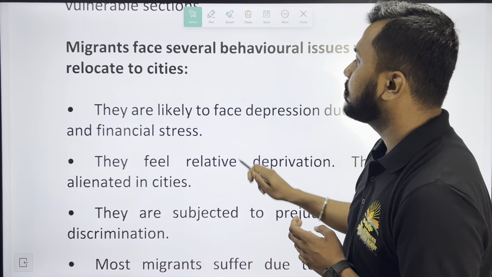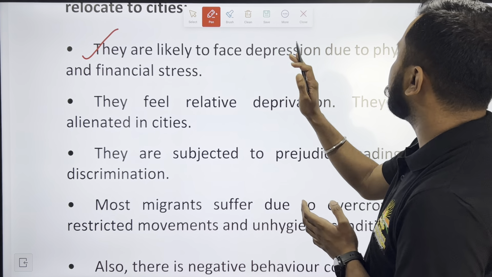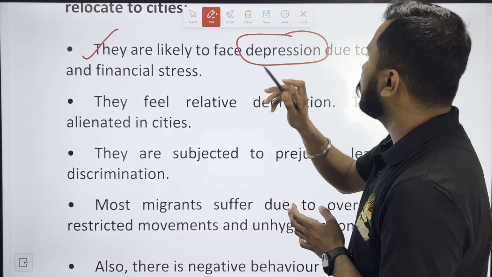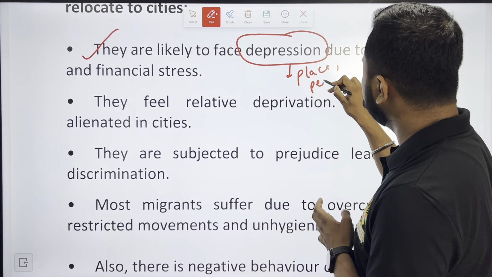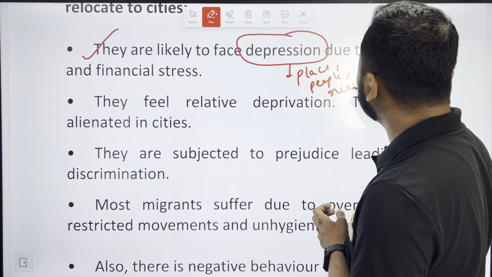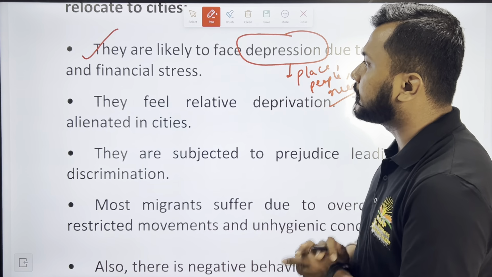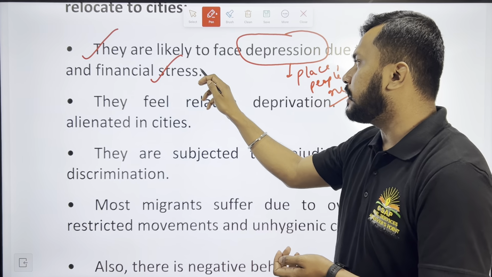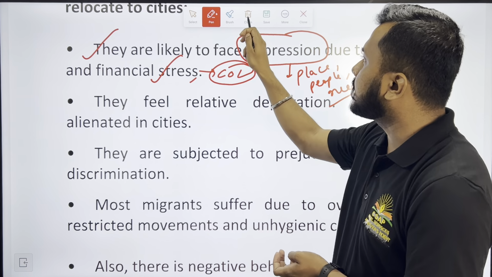The first problem that they face is that they are likely to face depression due to physical and financial stress. Why? Because the place has changed, the people have changed. Obviously, at that particular place the needs also differ as compared to their original city, town or place. So physical and financial stress starts because maybe the cost of living is very much higher. So here is a problem. What is the second problem?